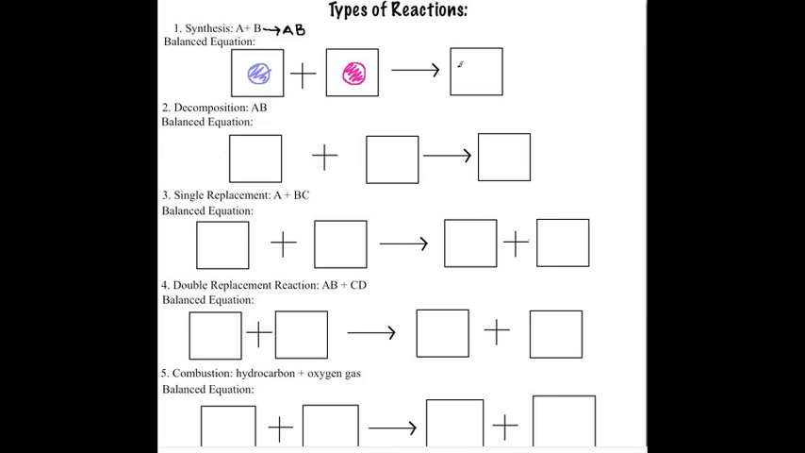What they produce is a compound, and they're going to be chemically combined. So there is my B, and hopefully I get the same color. If not, bear with me. Here's my A. So they've formed a compound. That's a simple synthesis reaction.